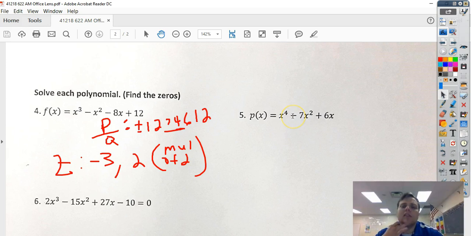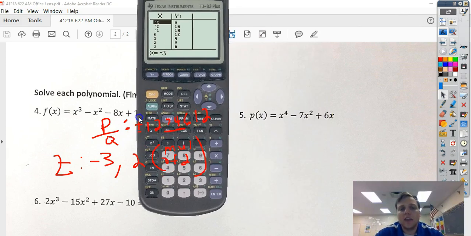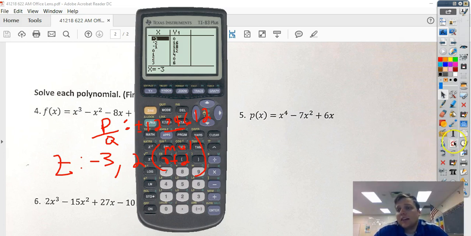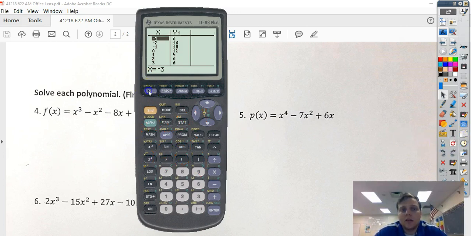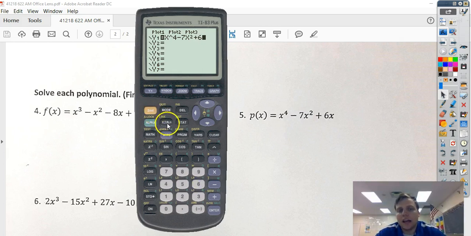P of x equals x to the 4th minus 7x squared plus 6x. Once again, guys, you could do the possible zeros, and then you could just start checking through synthetic division. Again, though, for the sake of time, I'm going to cheat, alright? Because I can. I'm going to go to y equals, click clear, I'm going to say x raised to the 4th minus 7x squared plus 6x. This isn't actually cheating, it's just a shortcut. It's just not as much algebra. Then I'll hit graph.